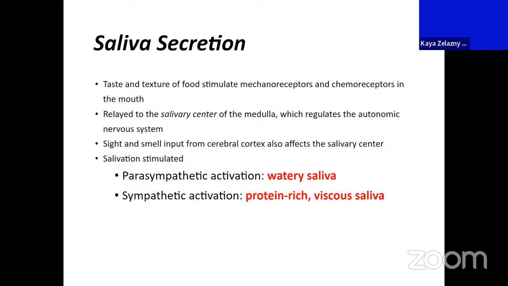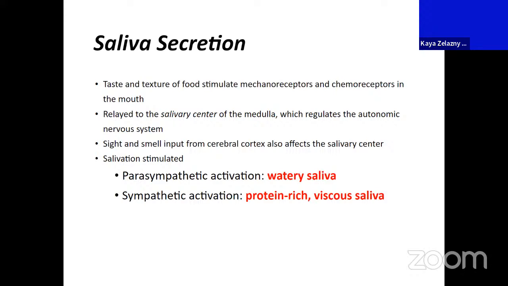Okay. So what's going to happen at that point? You can taste your food, you can feel your food. We're going to send a signal up to the medulla oblongata. We have a salivary center in that part of the brainstem. So in the medulla, the salivary center is going to send out signals to the autonomic nervous system. Remember, the autonomic nervous system is not really under your conscious control, but it's important for homeostasis. It has those two branches: the fight or flight part, the sympathetic part, and the parasympathetic part, the rest and digest portion, right?